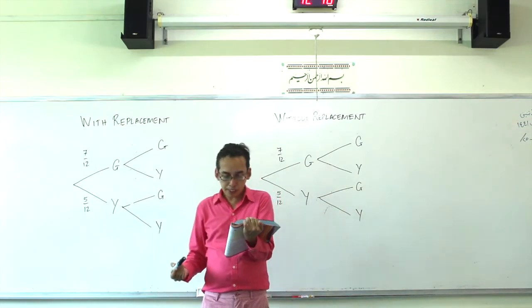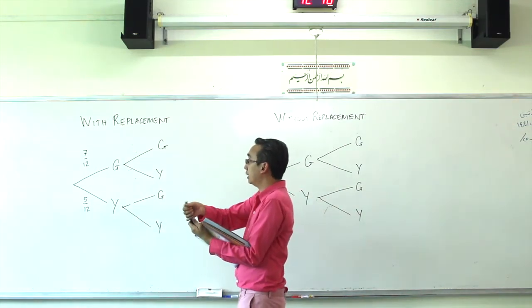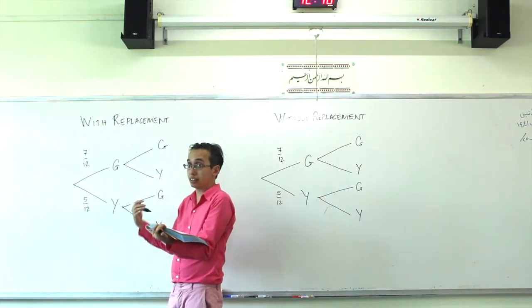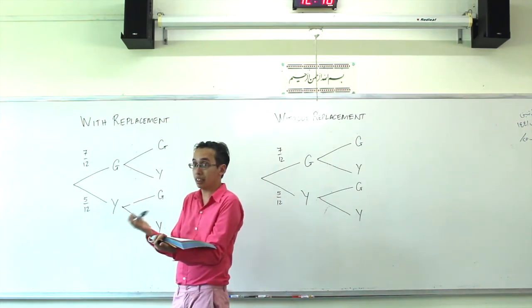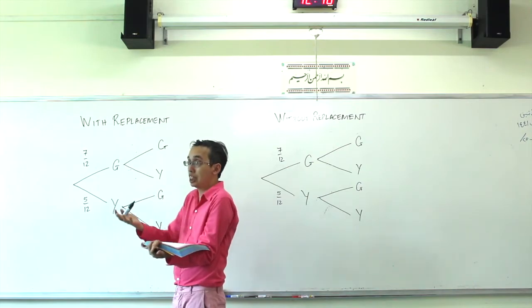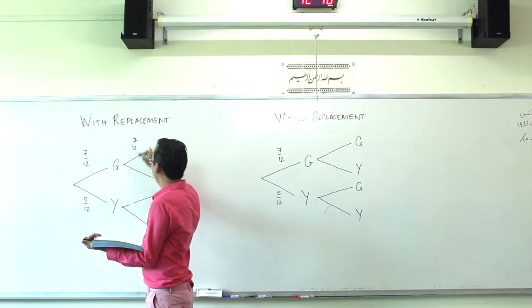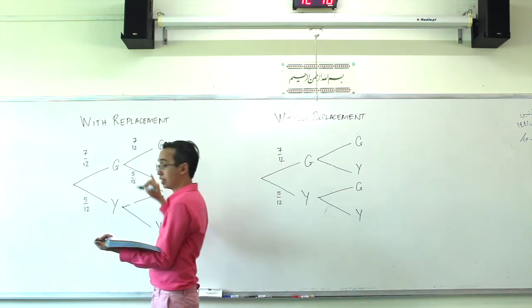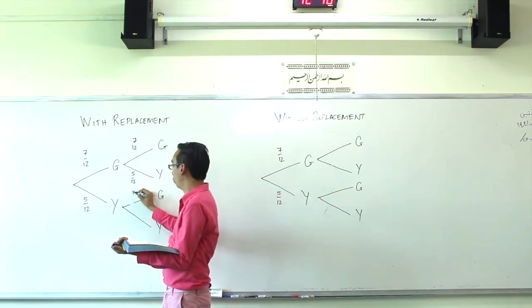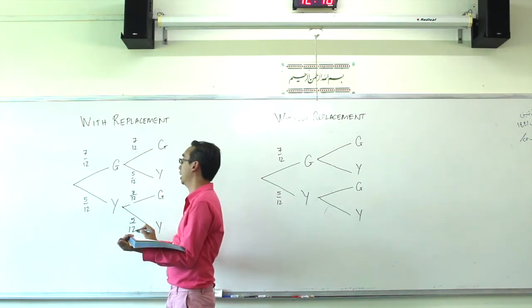If we replace it, the second trial, the probability will still remain the same, because there are no changes in the number of balls or the number of a particular colored ball. So 7 out of 12 over here, 5 out of 12 over here. Similarly 7 out of 12 over here, and 5 out of 12 over here.